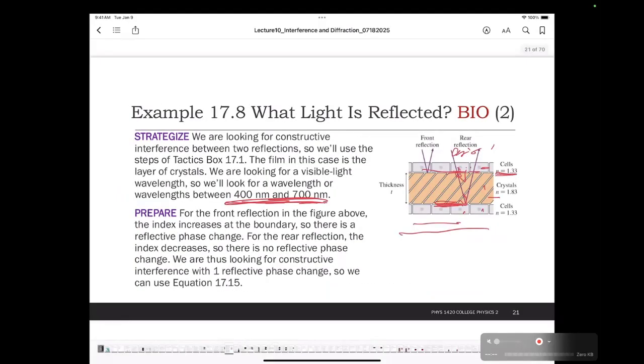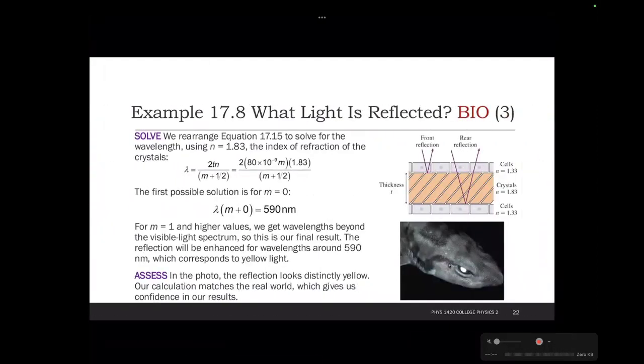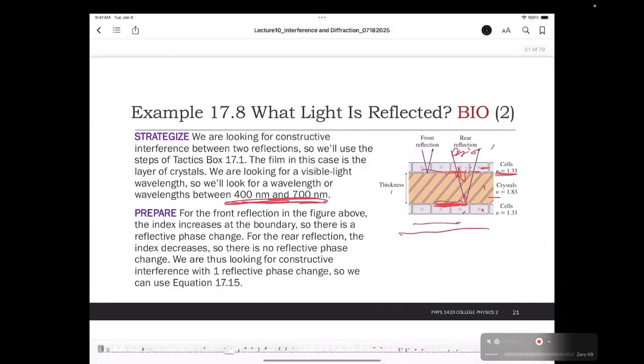So there is only one reflective phase change. We are thus looking for constructive interference with one reflection phase change, so we can use equation 70.15.